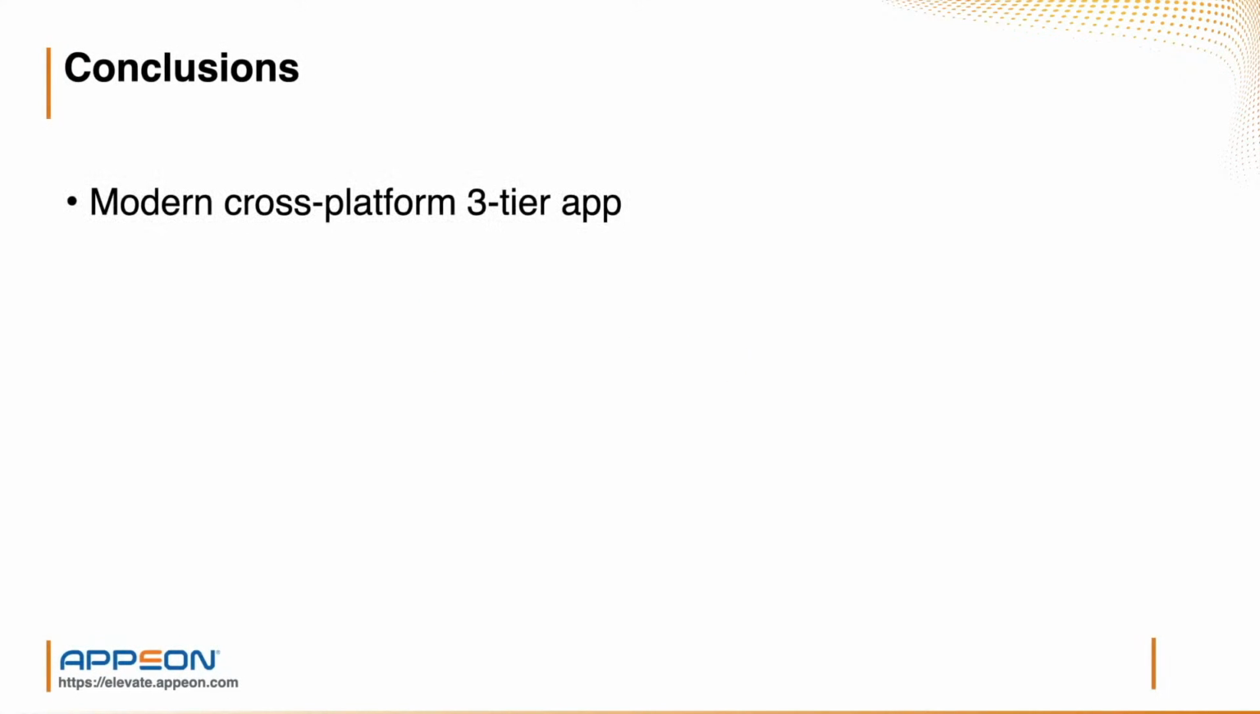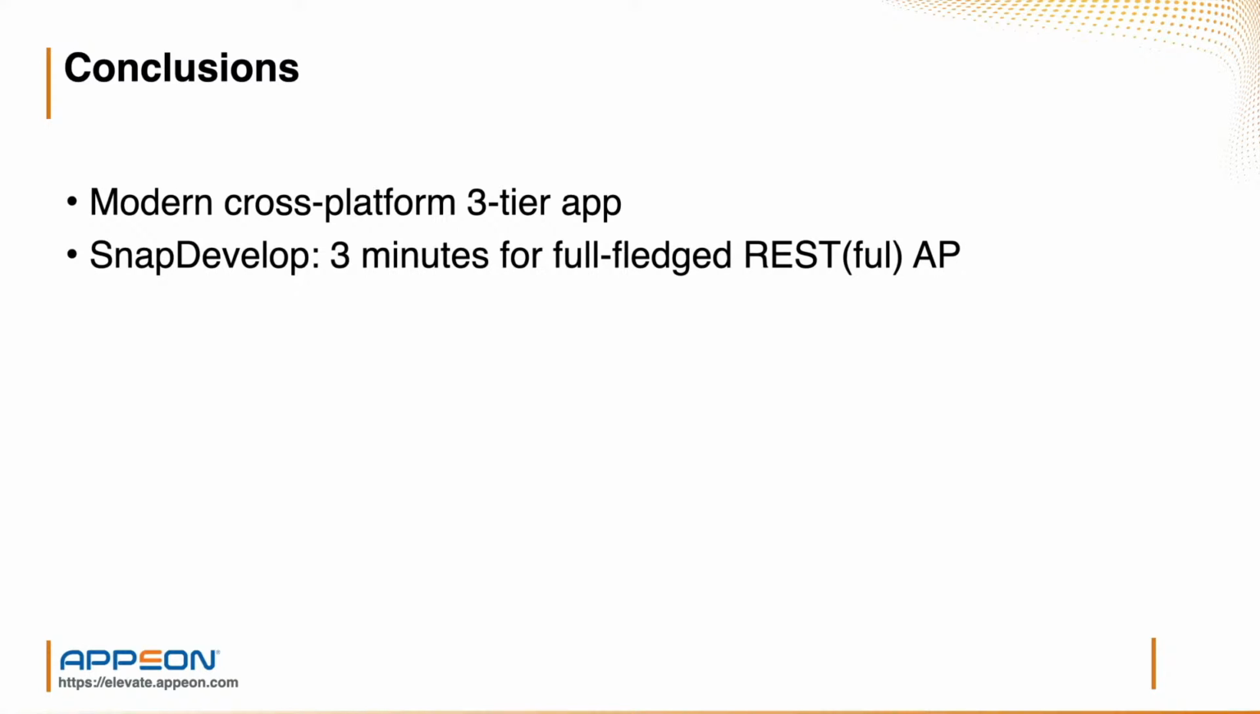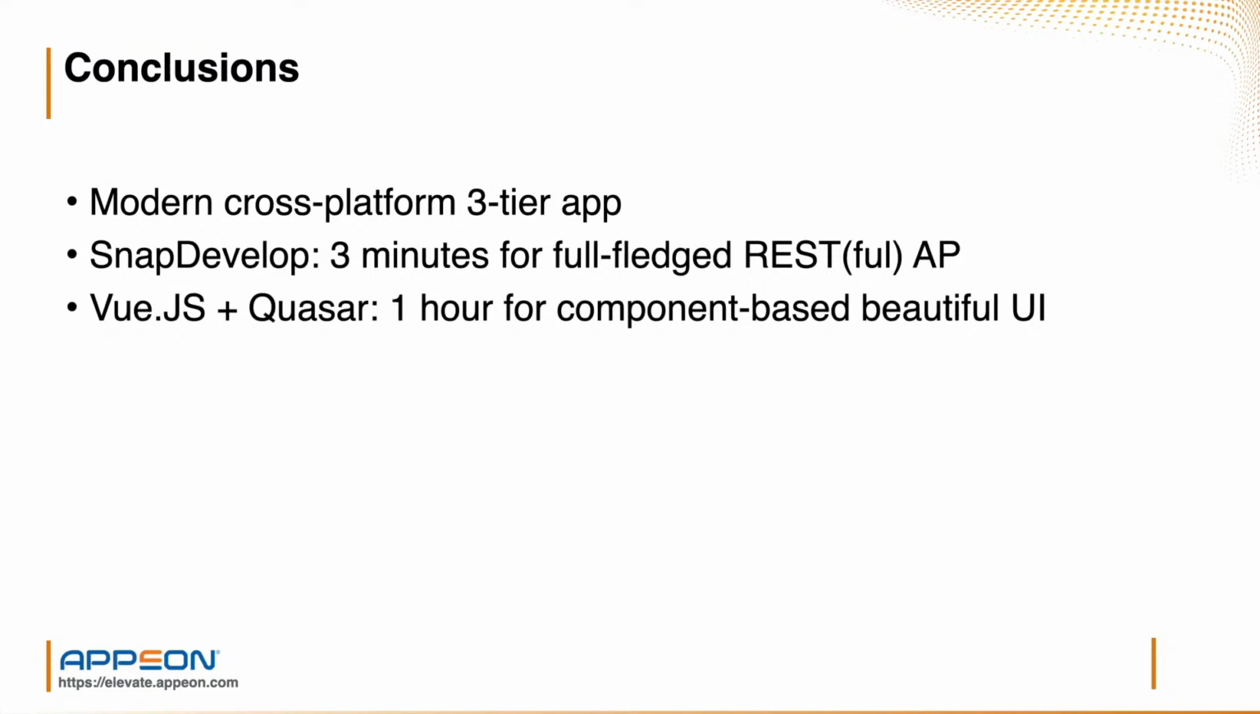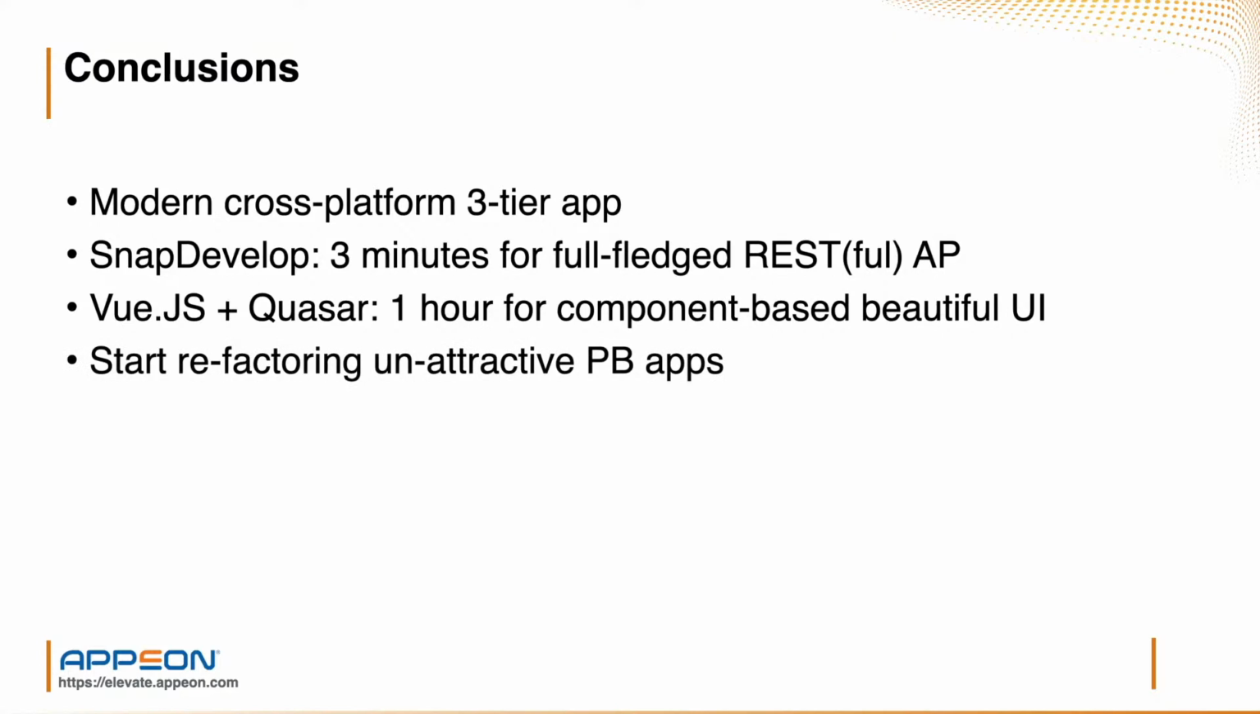Okay, I hope you enjoyed the tutorial. Now just the time for a few conclusions. We have seen how to build a modern cross-platform 3-tier application powered by REST API, which you can build from SnapDevelop in just 3 minutes. That's the time that you need for a full-fledged RESTful API. Then we moved to Vue.js and Quasar, because in about 1 hour you can build a component-based, beautiful user interface. So think about starting refactoring an existing PowerBuilder application.